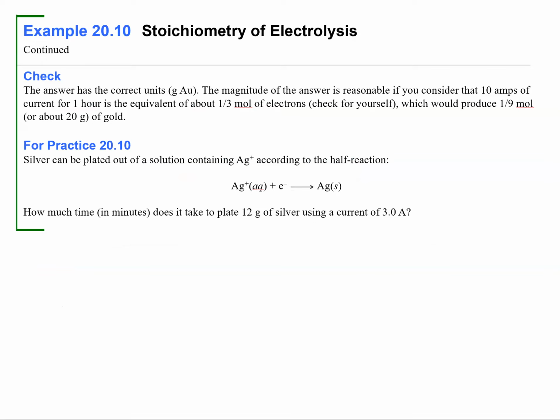So, for practice, go ahead and take a look at silver here. So silver can be plated out of solution just like gold, and the question would be how much time in minutes does it take to plate 12 grams of silver using a current of 3 amps? Just use the same logical progression. Make sure you can work through this kind of problem. And you're done. You're done with General Chemistry 2, minus the final exam.